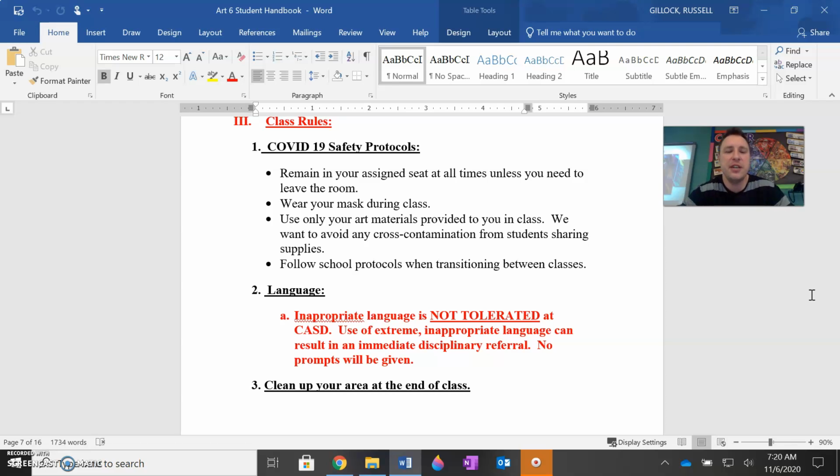So for your safety and the safety of others, please make sure that you are the only ones using the supplies and that they are also in your bag every day before you come to school, because you're going to need them in class to do your work. So please don't forget those.